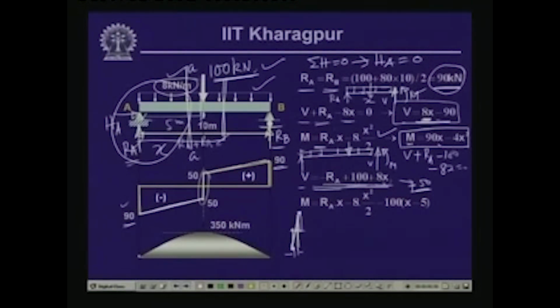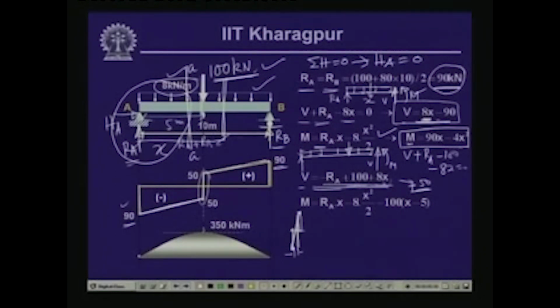Now, at x equal to 5, just on the left side of the load, if we substitute the value of x as 5, this becomes 450 minus 100, so this is 350. So, 350 kilonewton meter is the bending moment on the left side of this particular concentrated load.